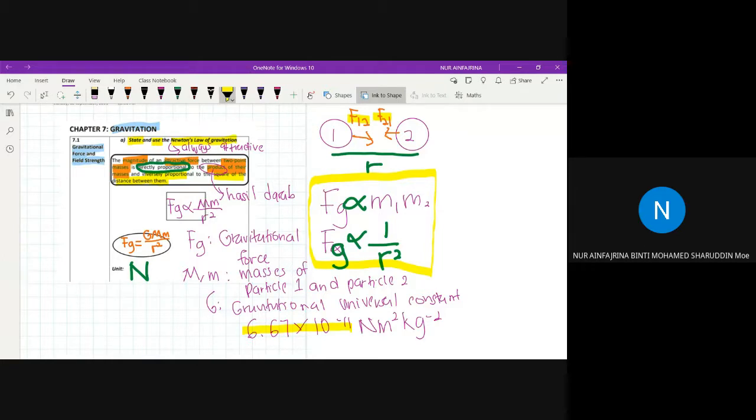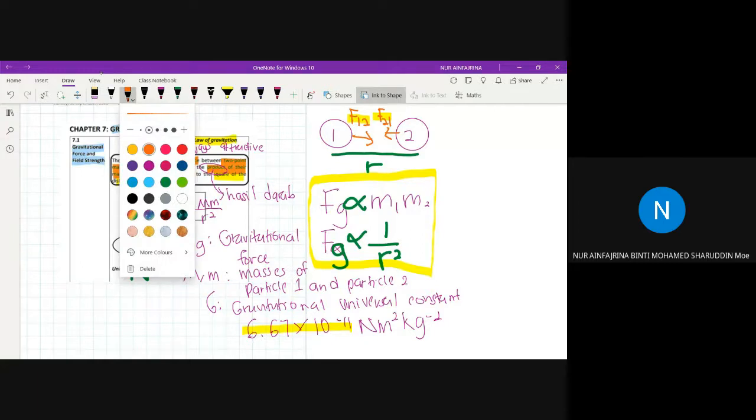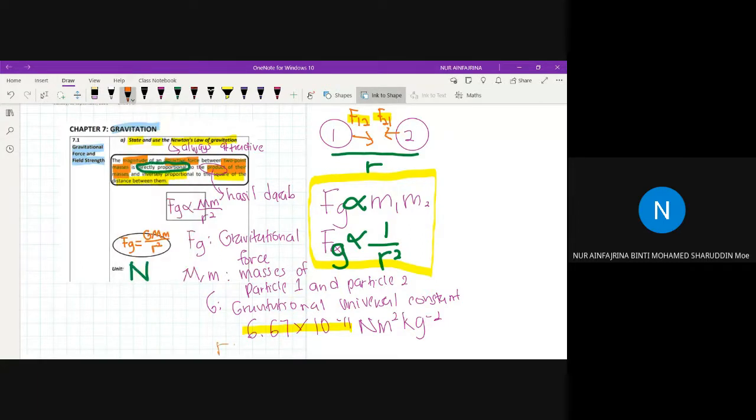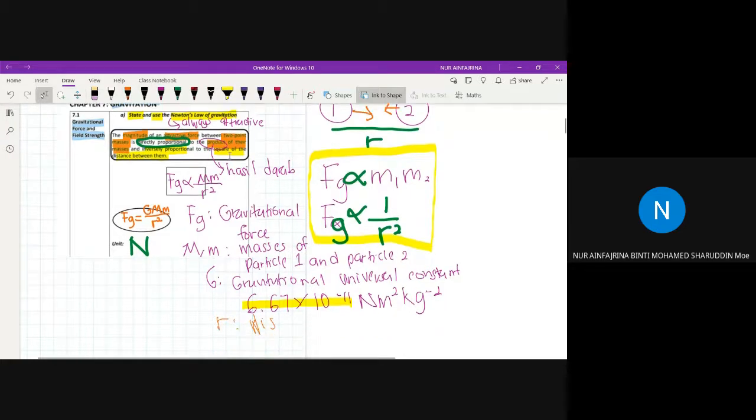Okay, what about R? R is distance, not radius ya. R is distance. This is very, very important. It is radius, distance. So R is distance between two masses, okay? Distance between two masses. So maksudnya distance between two particles lah. So mass of particle 1 and also mass of particle 2.